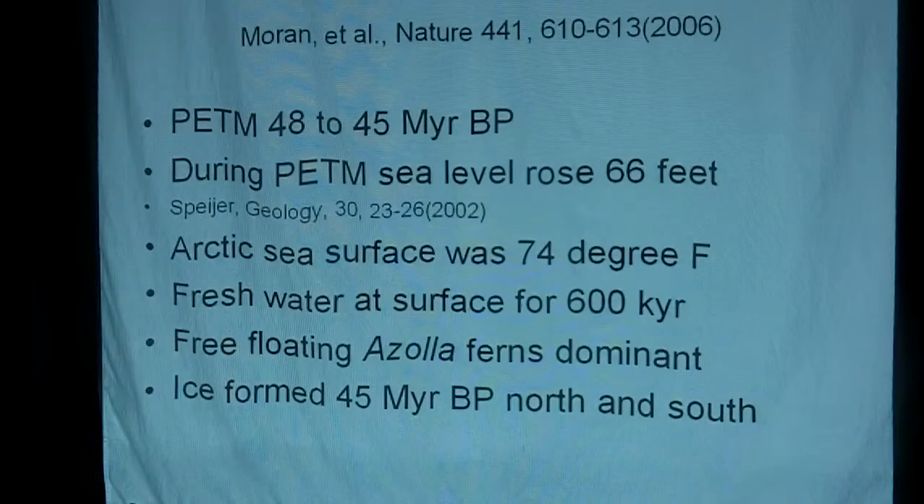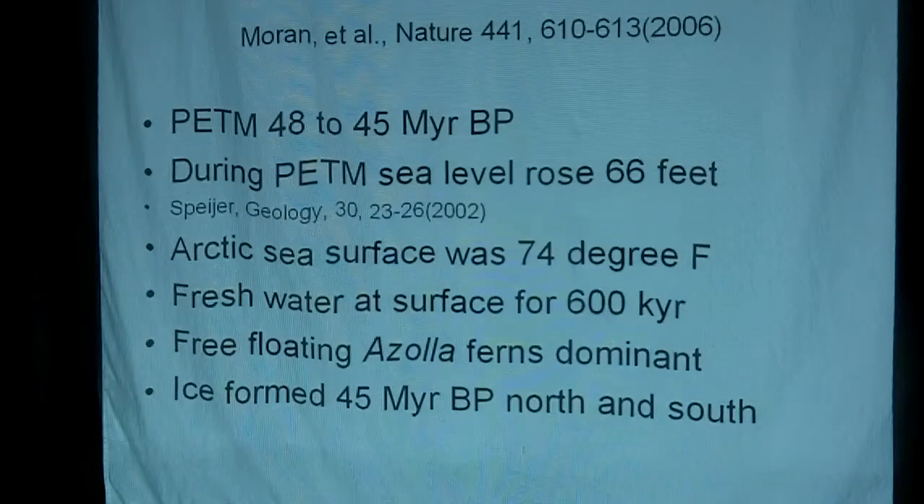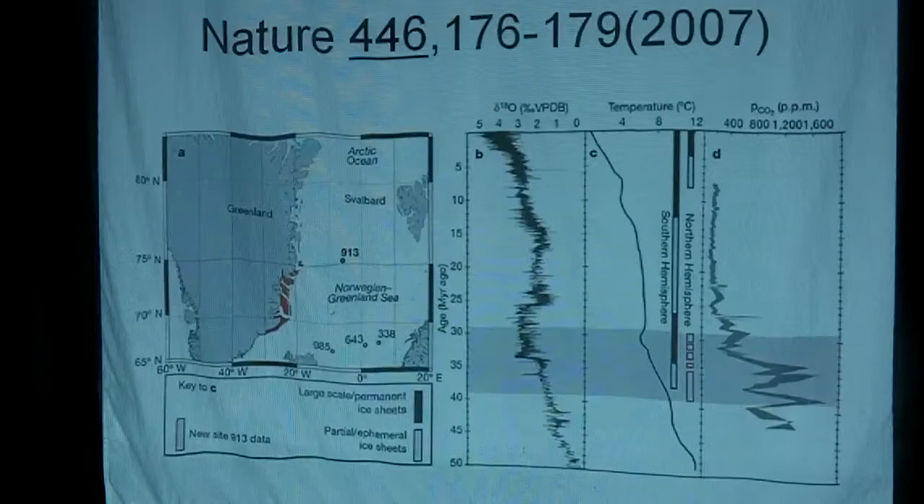And the Arctic sea surface water, while it was 74 degrees Fahrenheit, was fresh water at the surface for a little over 500,000 years. And the evidence for that comes from the spores of the free-floating freshwater fern Azolla. And then, as you'll see in a minute, during the PETM, the carbon dioxide in the atmosphere was around 1,600 parts per million, and hence the warm conditions in both poles of Earth.